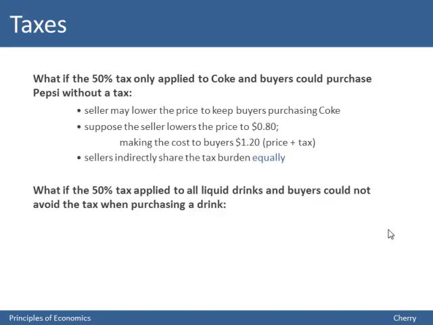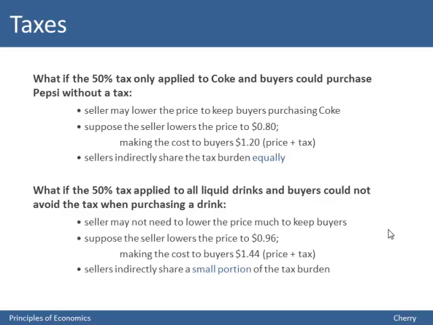Now let's say that tax is applied to all liquid drinks. In this case, the Coke buyers can't just purchase Pepsi to avoid the tax, because if they switch over to Pepsi, they still have to pay the tax. So in essence, they can't avoid the tax if they're going to buy any drinks. They might buy fewer drinks, but they can't avoid the tax if they buy a drink.